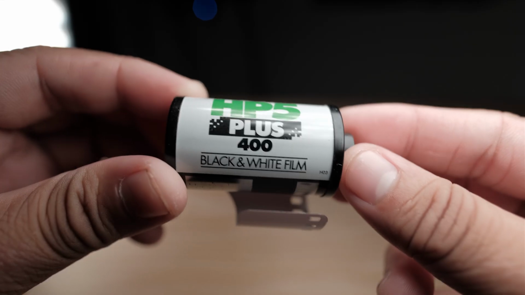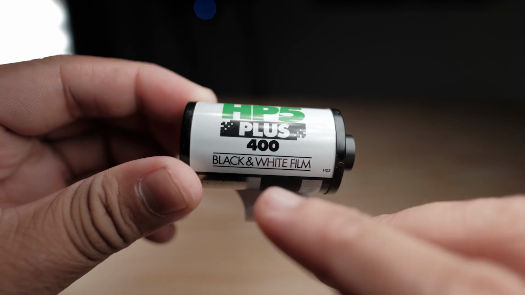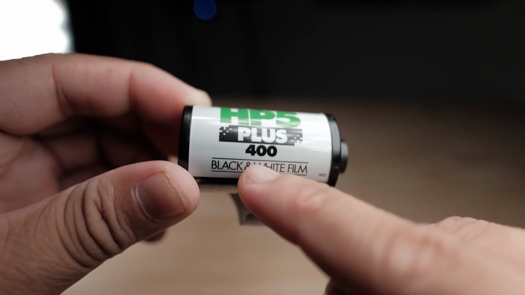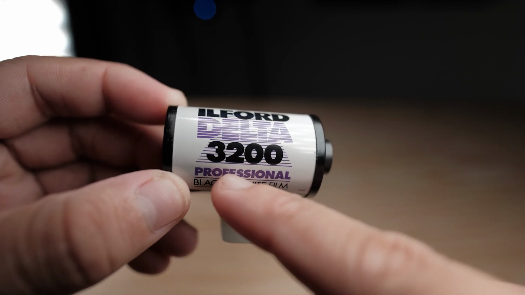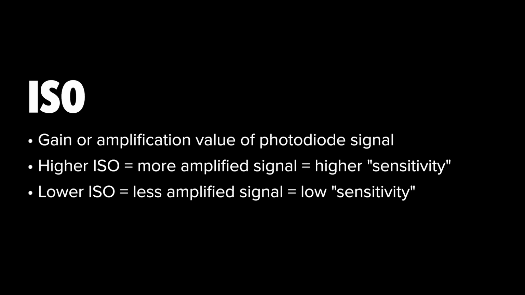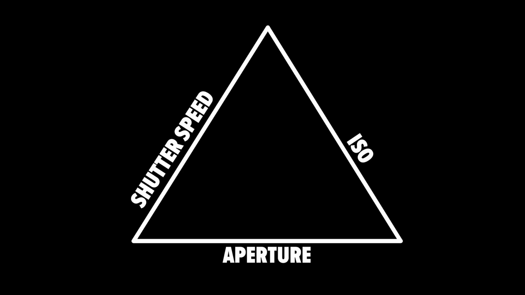So in the film days, ISO referred to the chemical sensitivity of the film in reaction to light. So higher ISO meant higher sensitivity. In the digital world, ISO is the gain or the amplification value of the electrical signal created by the photodiodes. So a higher ISO in this case means a more amplified signal, which for all intents and purposes means, again, higher sensitivity to light.